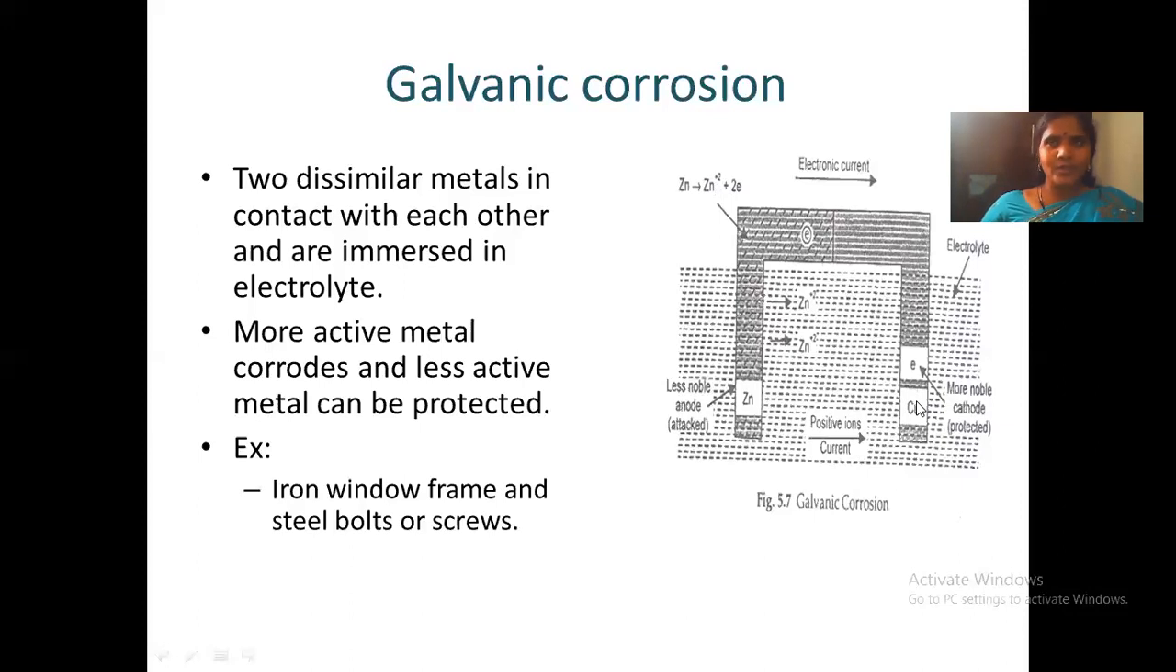The best example you can take is an iron body. Any metal body made out of iron will be fitted with stainless steel screws or nuts. That is where we have two different metals in contact with each other, which comes under galvanic corrosion. We can prevent the corrosion of the more active metal by simply avoiding this combination of coupling the two metals.